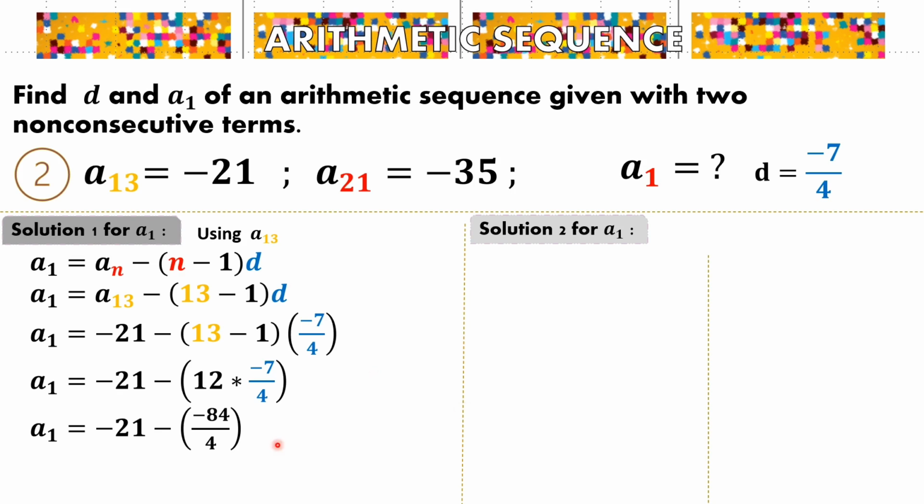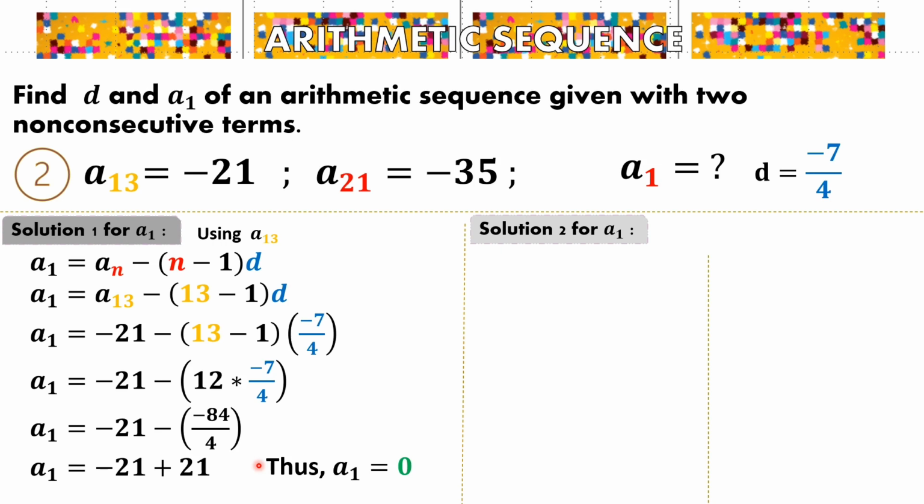Since we have a subtraction of rational and irrational numbers, we need to convert negative 21 into a fraction. So we have negative 84 over 4 is negative 21, and the negative 21 times negative is positive 21. Therefore, a sub 1 is equal to 0.